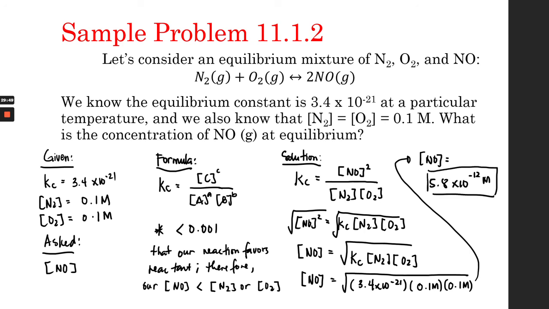And let's confirm our answer. Is this smaller than 0.1? Hell yeah, it's smaller by a lot. Therefore, our answer should be correct, no? Because we know from our Kc alone, since it is less than 0.001, that our reaction favors the reactants. So we should have more concentration of our reactants than our concentration of the product. So that's how we use molar concentration, and that is chemical equilibrium.